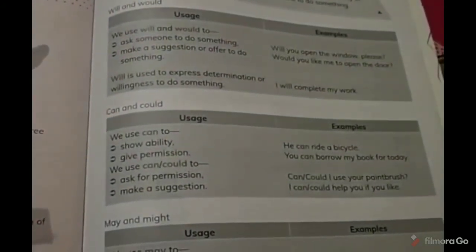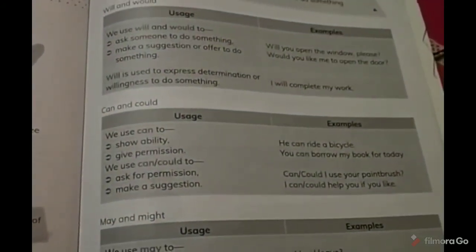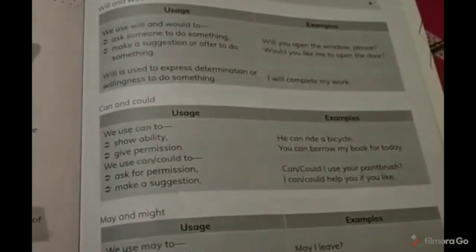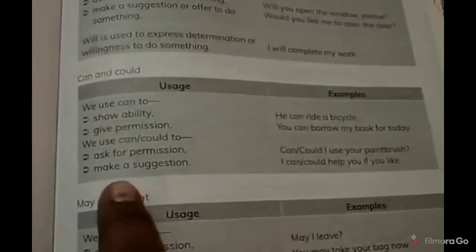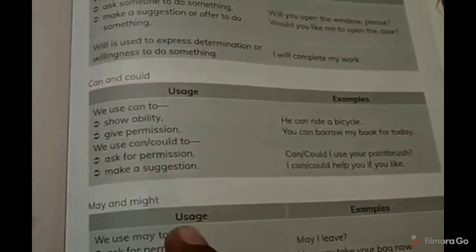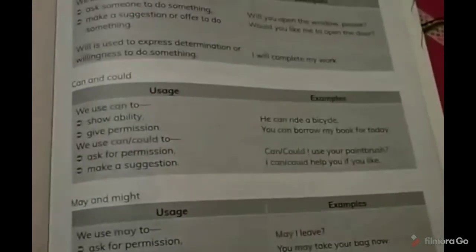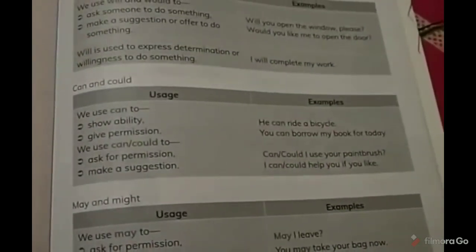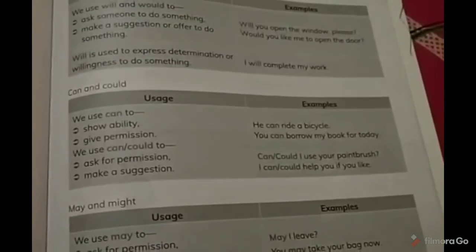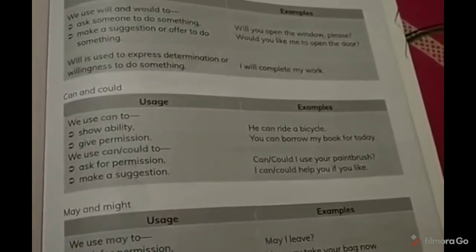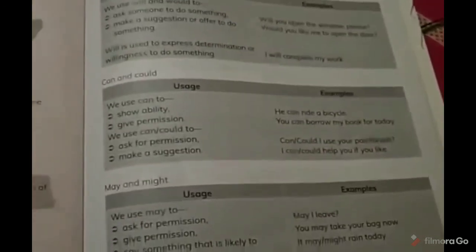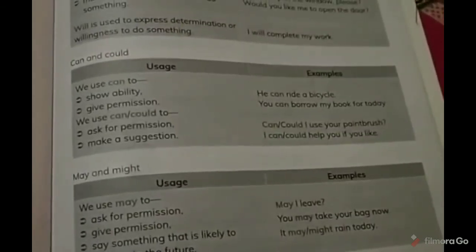So let's move on. Can and could. Can, I already told you that we use for expressing ability, possibility and permission. So let's try to understand what is the use of could. Ask for permission and make a suggestion. So when we are making a suggestion or asking permission, we can also use could. Remember one thing here, could is generally used when people are more humble. So for being more polite, you can use could while taking permission.